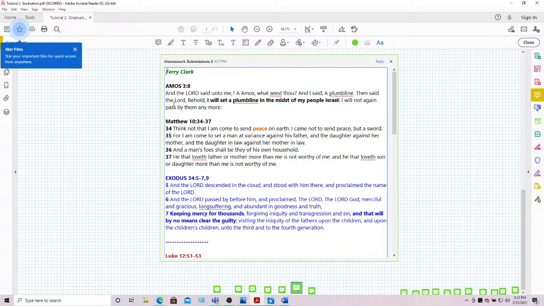And the Lord said unto me, Amos, what seest thou? And I said, a plumb line. Then said the Lord, I will set a plumb line in the midst of my people Israel. I will not again pass by them anymore. So the Most High is telling us right there in Amos chapter 3, verse 8, that he's set a plumb line in Israel.